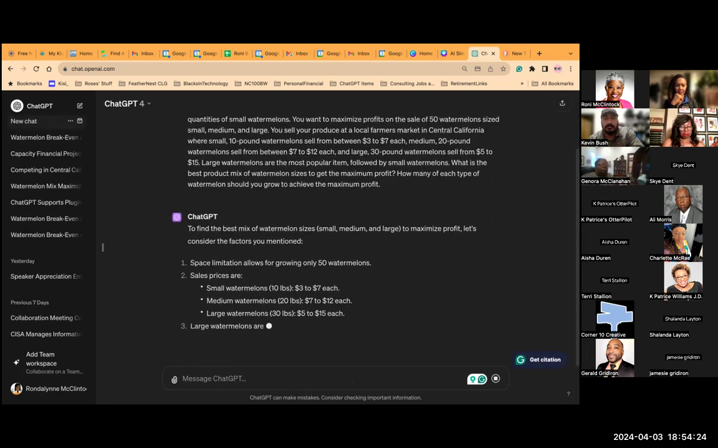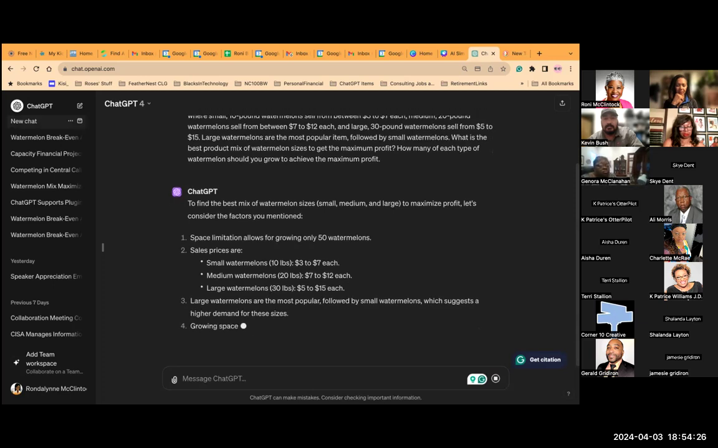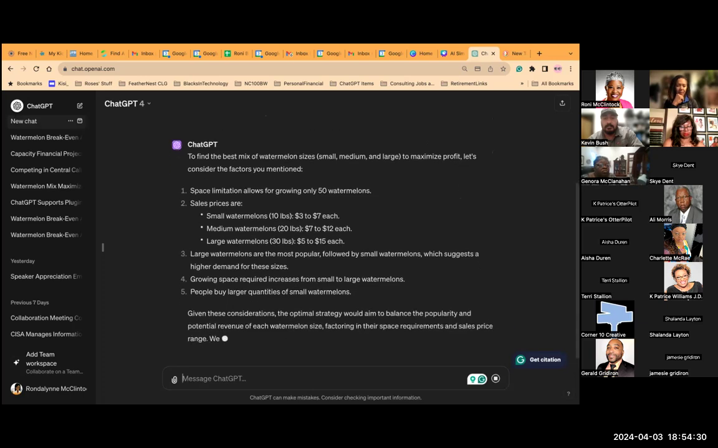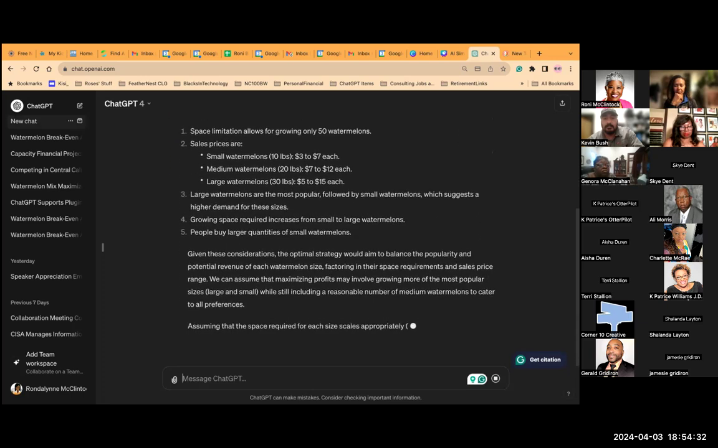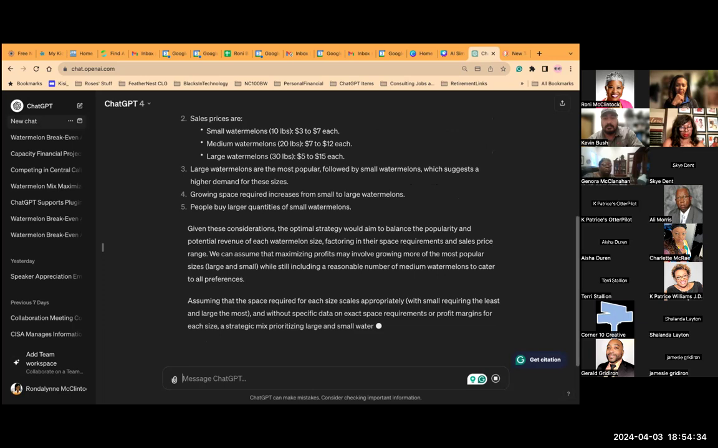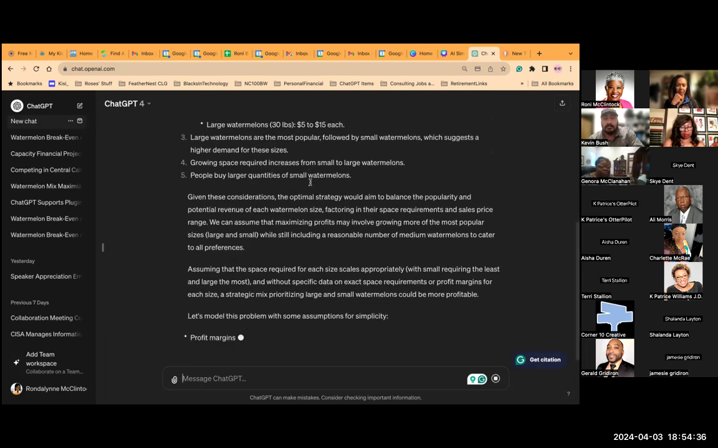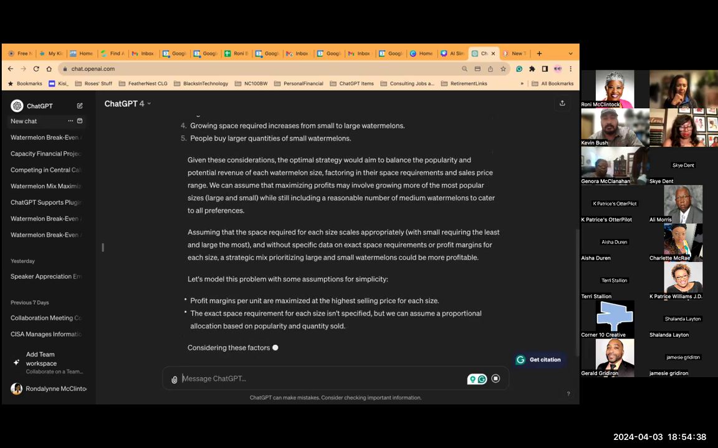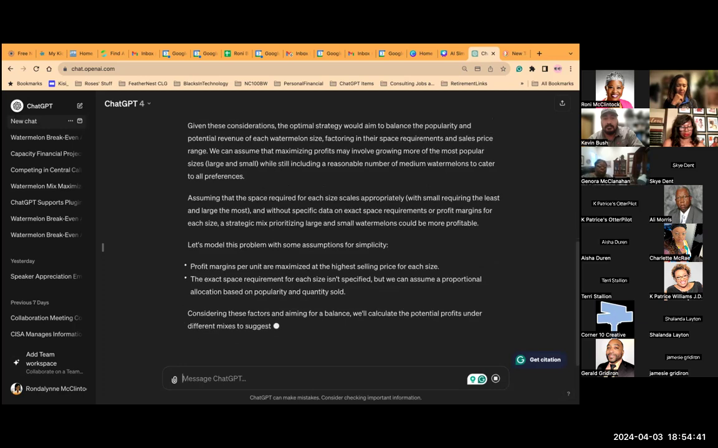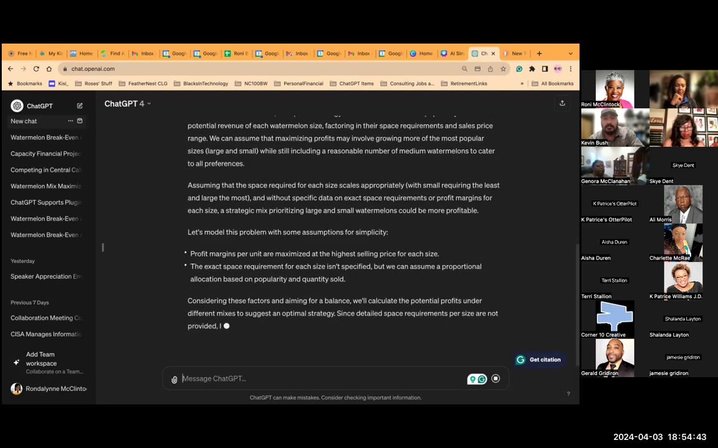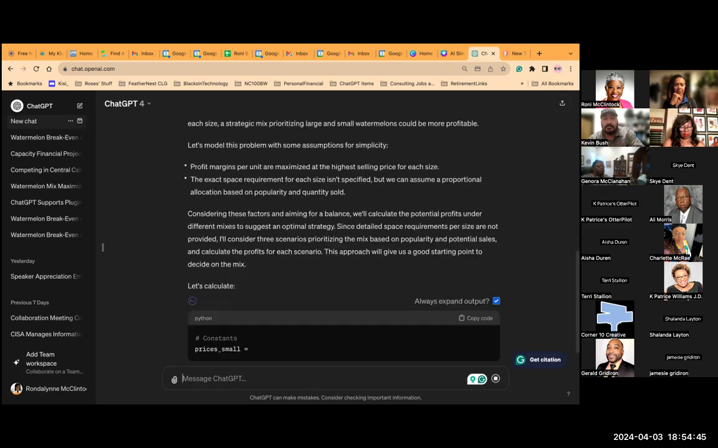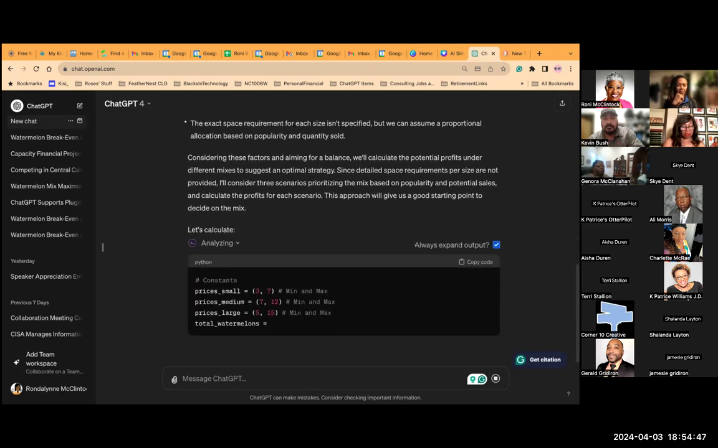Okay. So we gave it some space limitations. We only had 1/3 of an acre, I think, is what we started with. So it's restating what we already know, what we told it. People buy the larger quantities of small ones. They like the big ones, but they'll buy more small ones. So how do we calculate that?